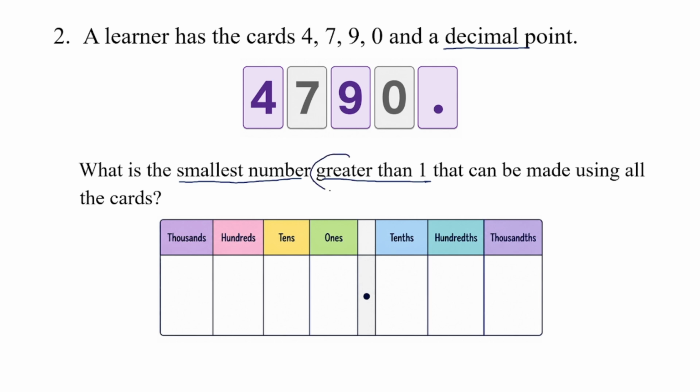But we are saying that the number must be greater than 1. The smallest number that can be greater than 1. So it means we must have a number under the ones. So which one is the smallest number here under the ones? We cannot put 0 because if we put 0, it's going to be less than 1. We want a number that is greater than 1, so we can use 4 there. And then after the decimal point, arrange your numbers in an ascending order from the smallest to the greatest. So it's going to be 0, 7, 9. The number is 4 and 79 thousandths, or just 4,079.